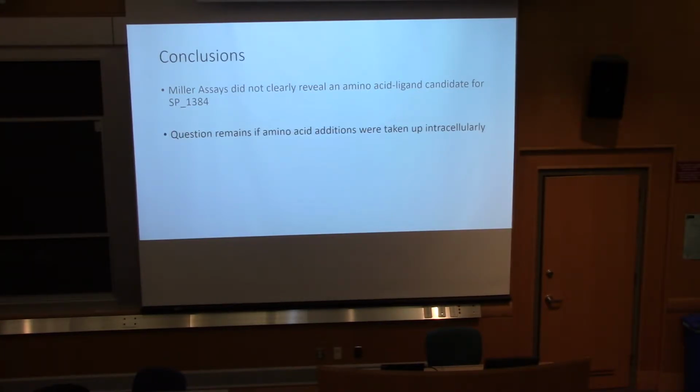It is possible that my amino acid additions to the media were not taken up intracellularly. So alternatively, future plans could be, with background knowledge that there is sequence evidence that our riboswitch ligand is alanine, we could reconstruct our tiger 4 strain to have a deficiency in alanine synthesis and conduct the Miller assays again.